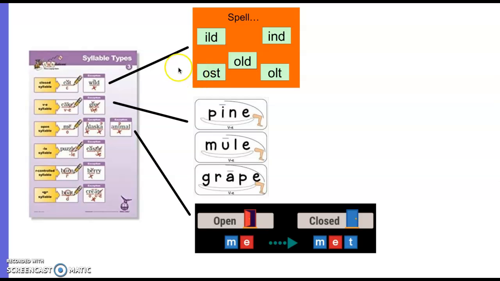All right, so there are different syllable types. We've talked about closed syllable, and we've started discussing open syllable, and we've also talked about this one as well, the VE syllable, meaning the vowel in the middle when there's an E at the end gives it the long sound. We also know this E is called the sneaky E.